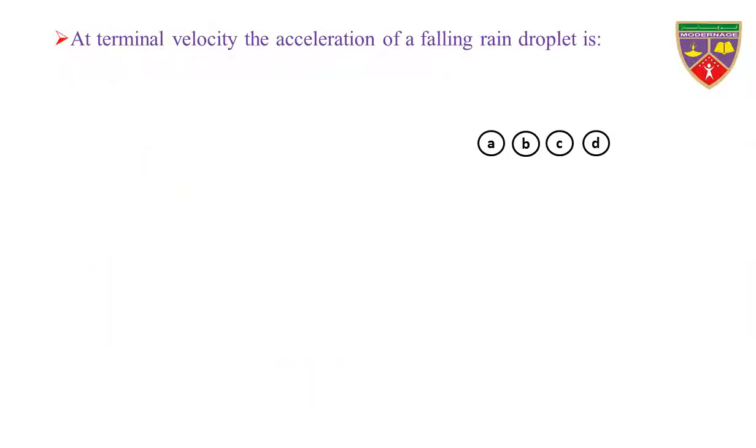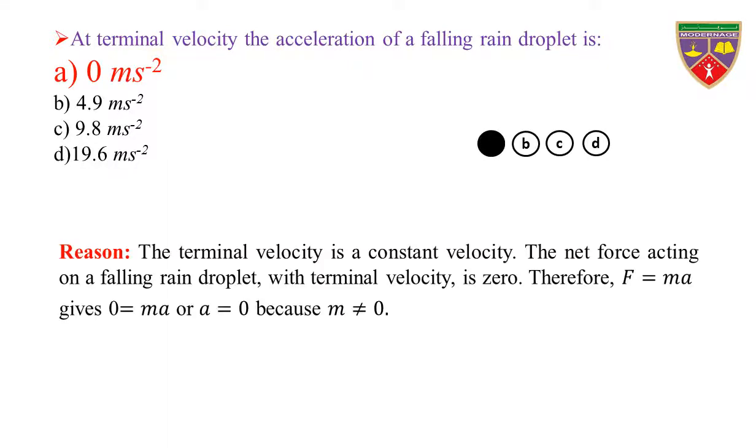At terminal velocity, the acceleration of a falling rain droplet is: option A, 0 meter per second squared; option B, 4.9 meter per second squared; option C, 9.8 meter per second squared; option D, 19.6 meter per second squared. The key is 0. Therefore, the correct option is A.